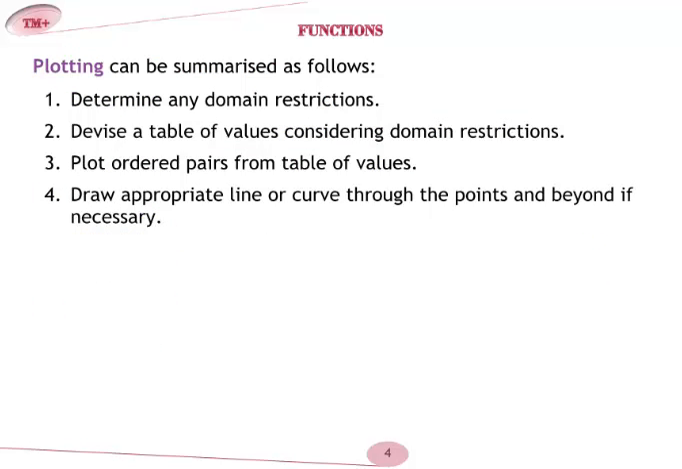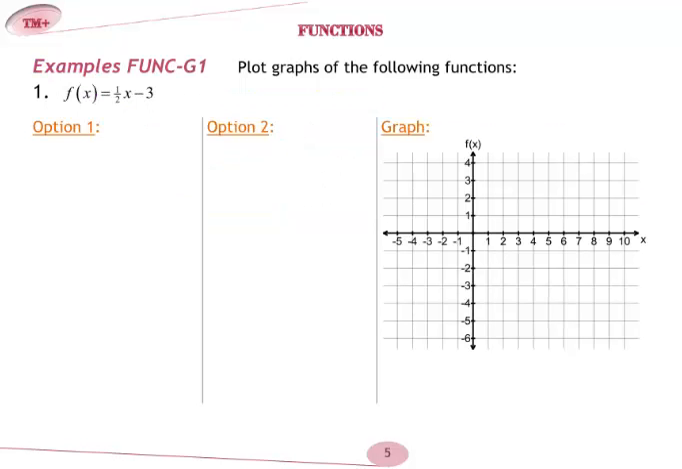Now, plotting can be summarized as follows. 1. Determine any domain restrictions. 2. Devise a table of values considering the domain restrictions. 3. Plot the ordered pairs from the table of values. And 4. Draw an appropriate line or curve through the points and beyond if necessary. If there aren't any domain restrictions, remember the arrows on the end of your graphs. So let's look at some examples.